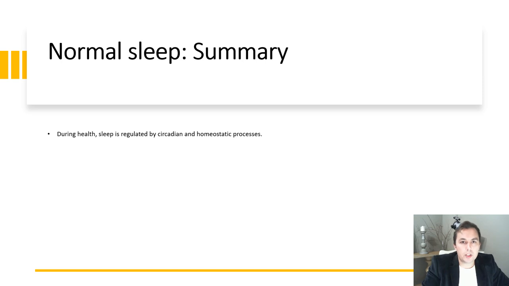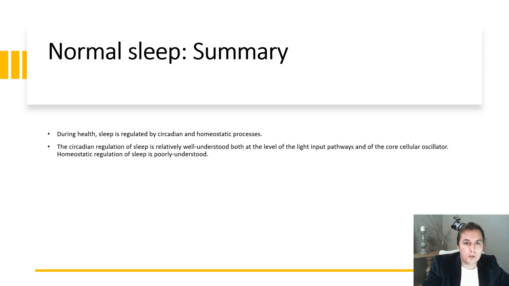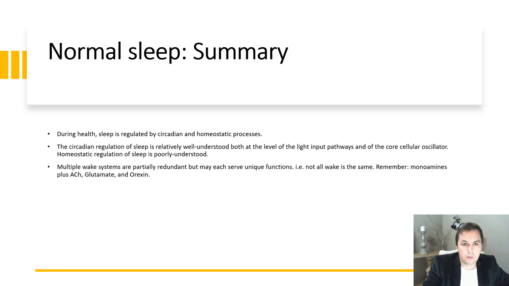So I would like to summarize normal sleep, and that is that sleep is regulated by both circadian and homeostatic processes. The circadian regulation of sleep is relatively well understood, both at the level of the light input pathways and at the core cellular oscillators. In contrast, the homeostatic regulation of sleep remains poorly understood. There are multiple awake systems that are potentially redundant, but one explanation for the reason that there are so many different awake systems is that each may serve a unique function. In other words, not all wake is the same.